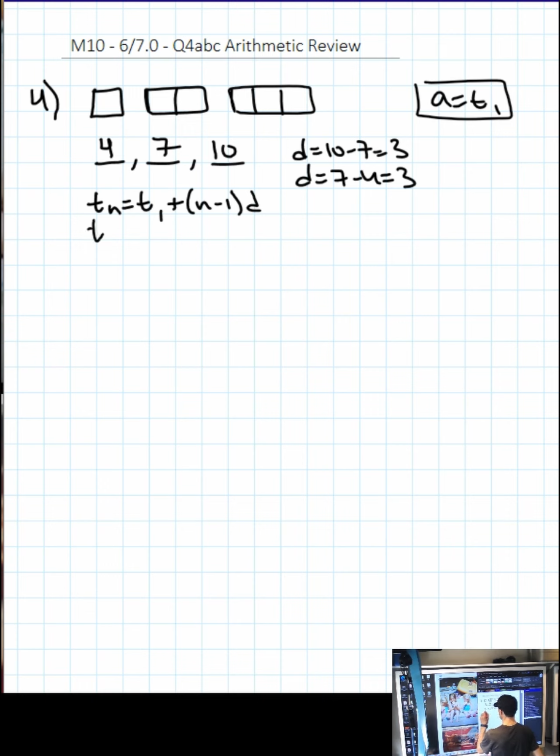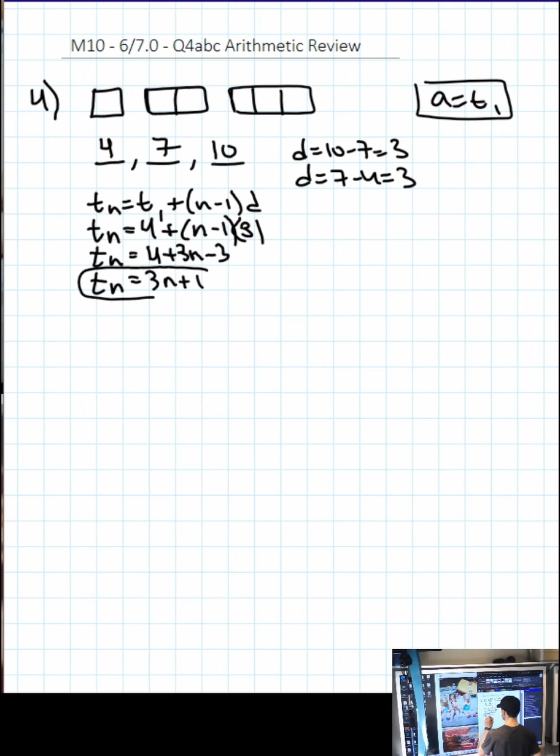Therefore, Tn equals the first term, 4, plus n minus 1 times the d value we just got, 3. Distribute that backwards. Tn equals 4 plus 3n minus 3. Therefore, Tn equals 3n plus 1. Circle your answer. That is the equation for the number of toothpicks. You may have remembered from graphing off to the right, we used to make a table of values, x and y. Well, when x is 1 in the first diagram, we have 4 toothpicks.